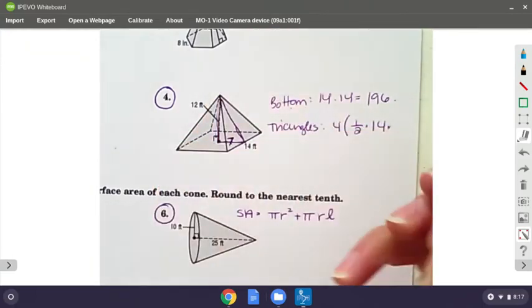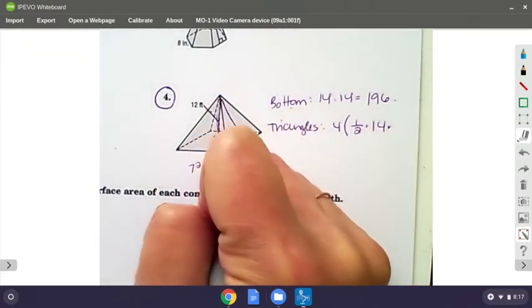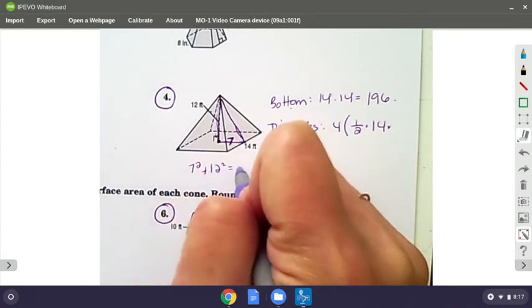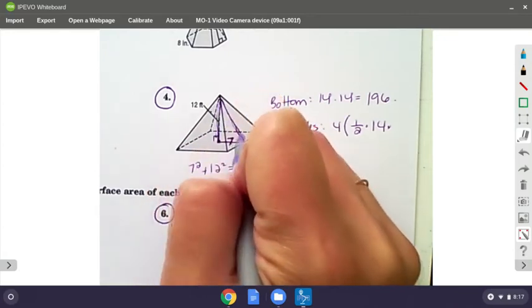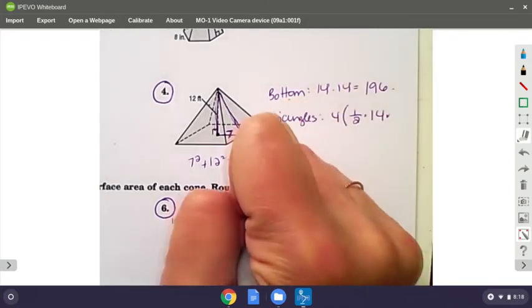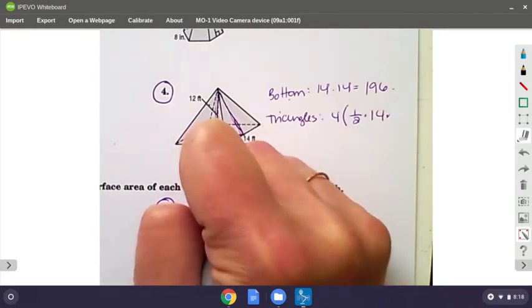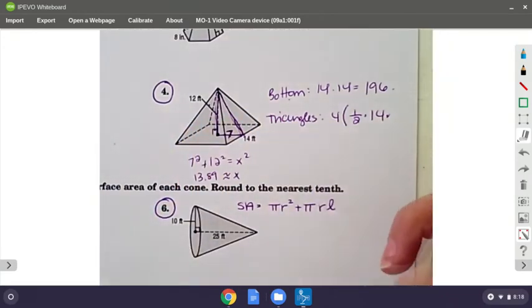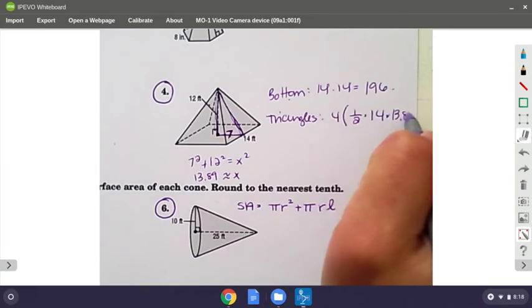So I just have to do the Pythagorean theorem. Off to the side, you're going to do 7 squared plus 12 squared equals x squared. And that's going to give you the height of the actual triangle faces. So let's see, 49 plus 144, and then the square root of that is going to be 13.89. So that's the height of the triangle, 13.89.